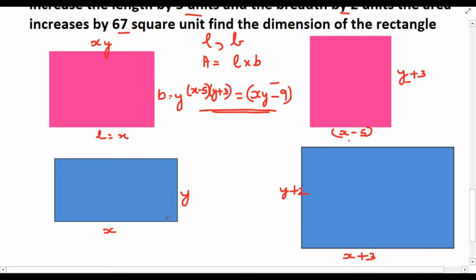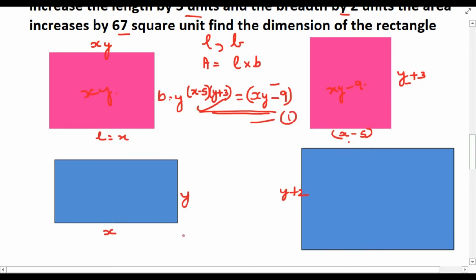That means the area of this rectangle will be, with length x plus 3 and breadth y plus 2, (x plus 3) into (y plus 2). The area has increased by 67 square units, so it equals xy plus 67. Earlier the area was xy, and now the area has increased by 67 units. So this is our equation number 2.